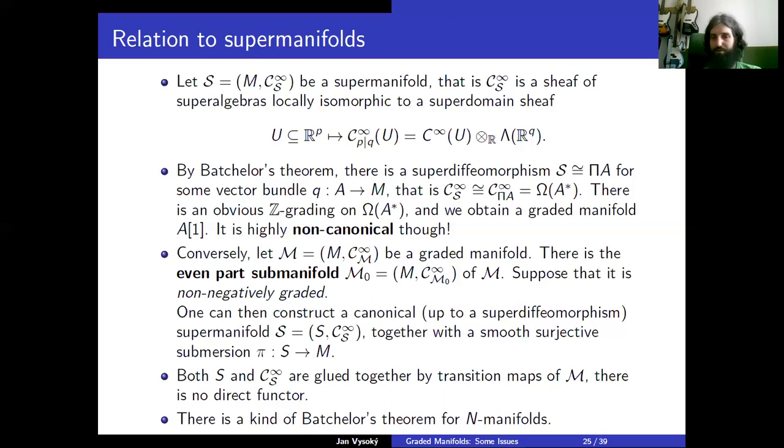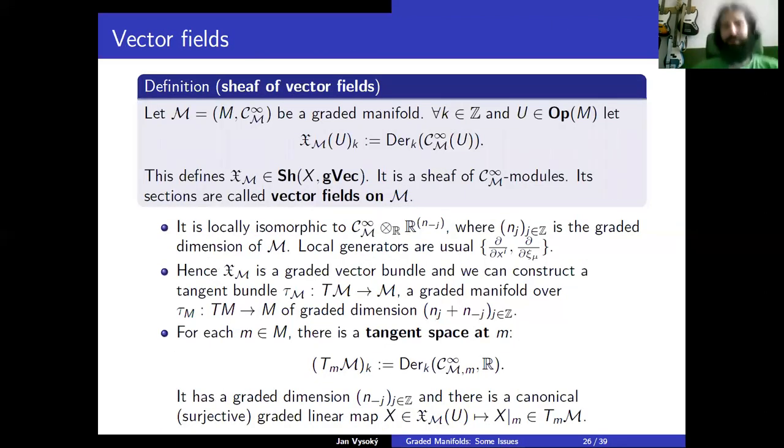To my knowledge, of course, it can exist, but I don't know it. So let me now talk about some usual differential geometrical structures on graded manifolds. So for example, what are vector fields on graded manifolds?